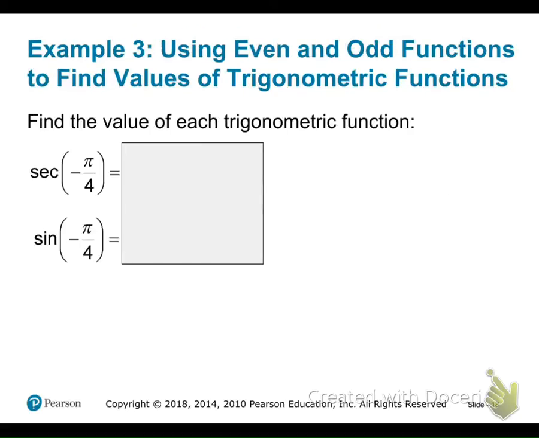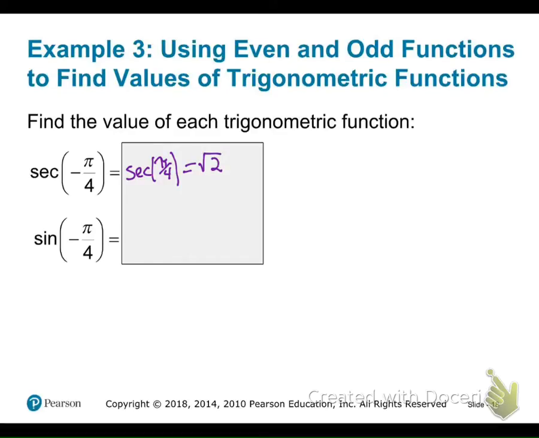Our 2 examples are secant of negative pi over 4. So when we do secant, was it even or odd? Even. It was even. So what does that mean? It's the same thing as secant of pi over 4. What is secant of pi over 4? We just did it. You can look back so we don't have to do all the math, or we can redo the math. Just the square root of 2.